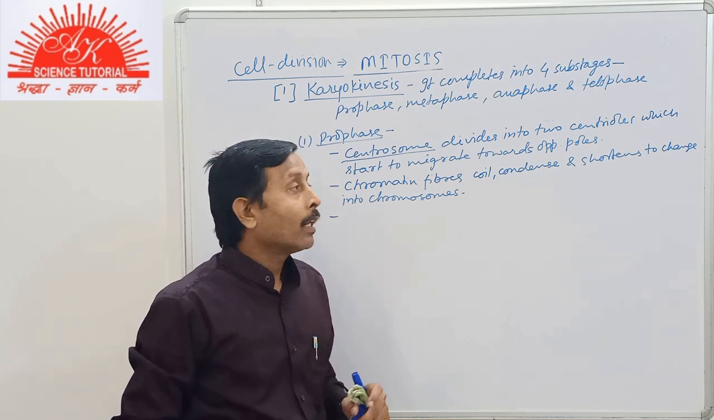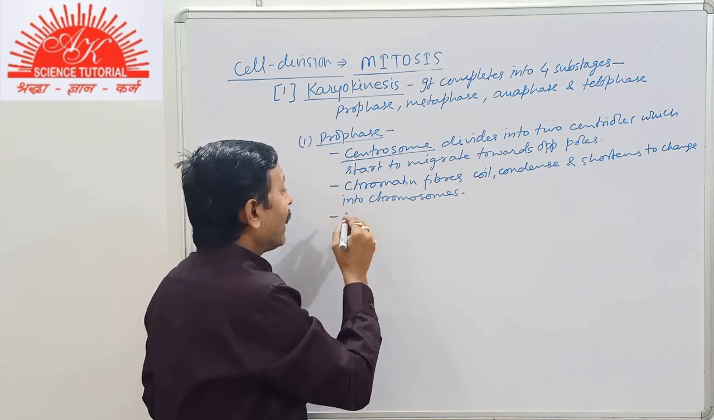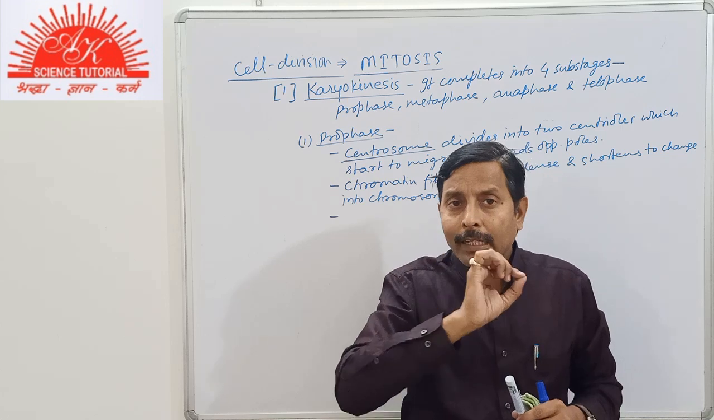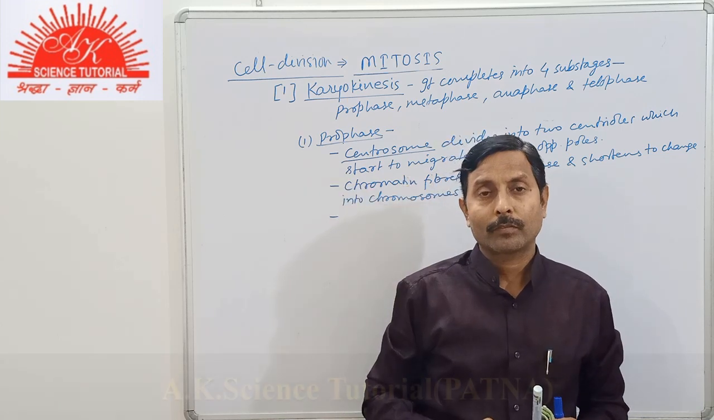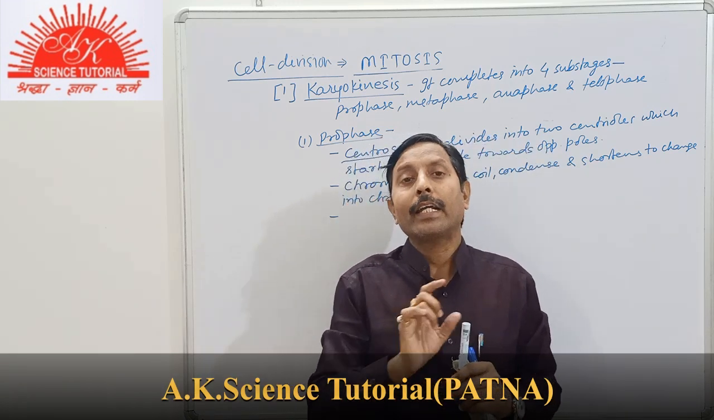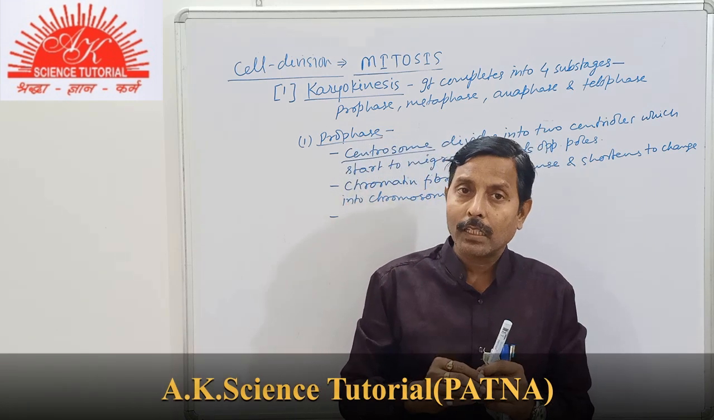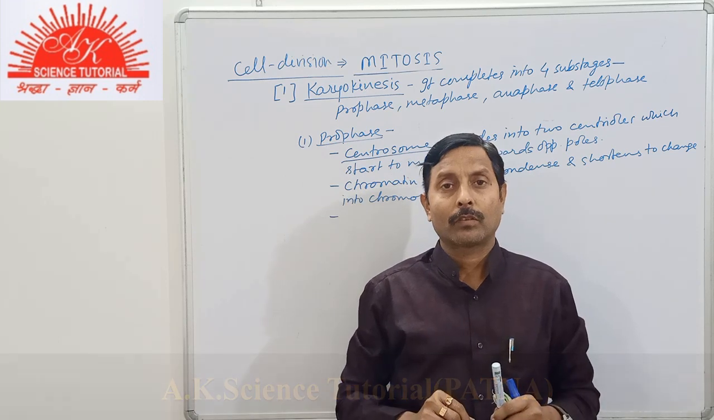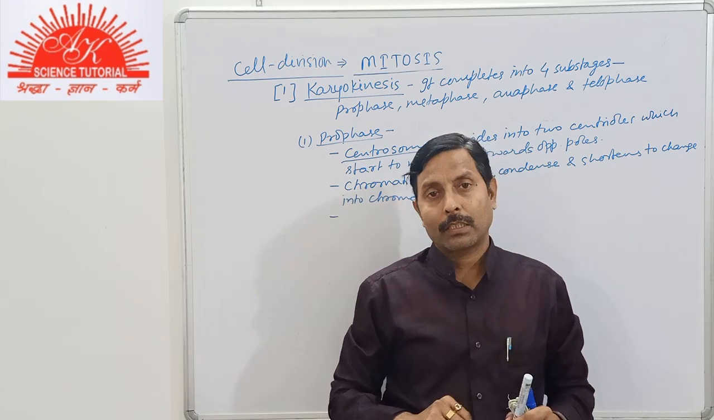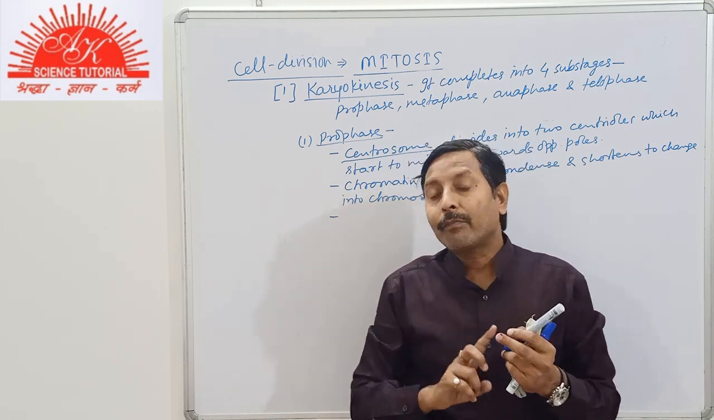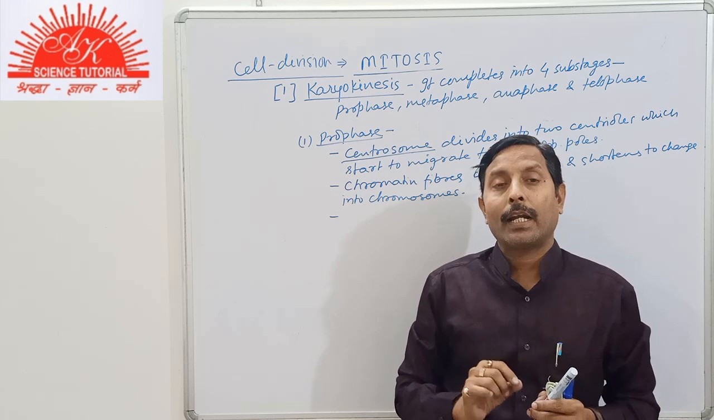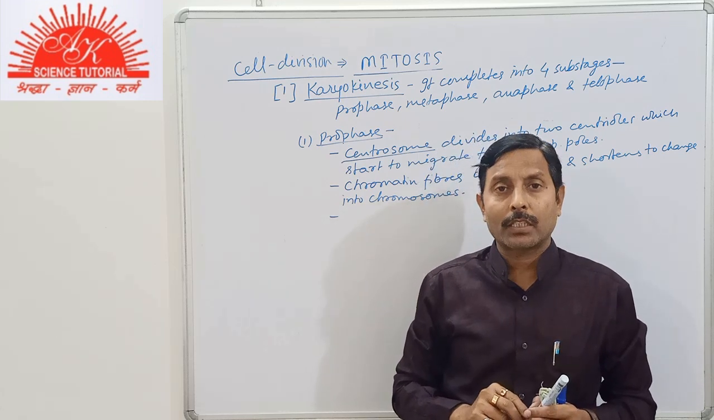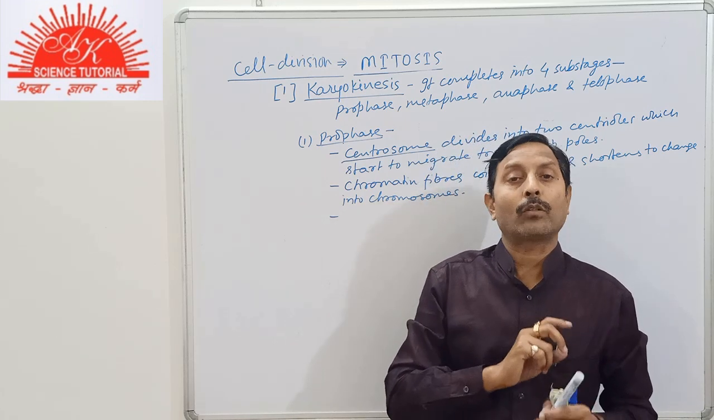Next change. As a next change, you see that around the centrioles, some radiating ray-like structures develop. That is called asters or astral rays. As well as, joining the two centrioles, fiber-like structures are formed. That is called spindle fibers. And spindle fibers are formed from microtubules and microfilaments.